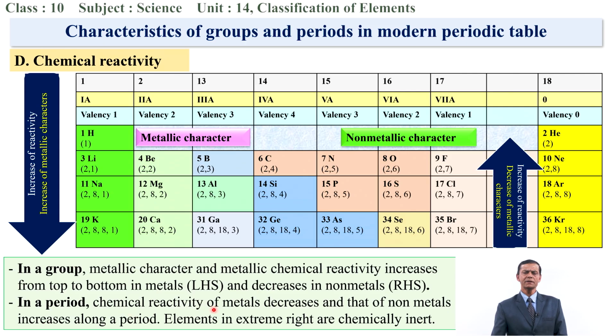In a period, chemical reactivity of metal decreases and that of non-metal increases along a period. From left to right, chemical reactivity, look at here, it is highly reactive. Smaller size has high reactivity in non-metal, bigger atomic size has high reactivity in the metallic character. That means elements in the extreme right are chemically inert. Look at here, extreme right, what are there? Helium, neon, argon, krypton, xenon, radon are the chemically inert elements.